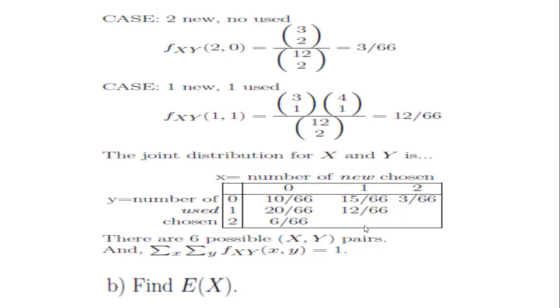Why not the other one? Because it adds up to 3. I can't have 1 here and 2 here, or 2 here. All of these add up to less than or equal to 2. All these scenarios are now modeled. And I have the joint probability distribution.